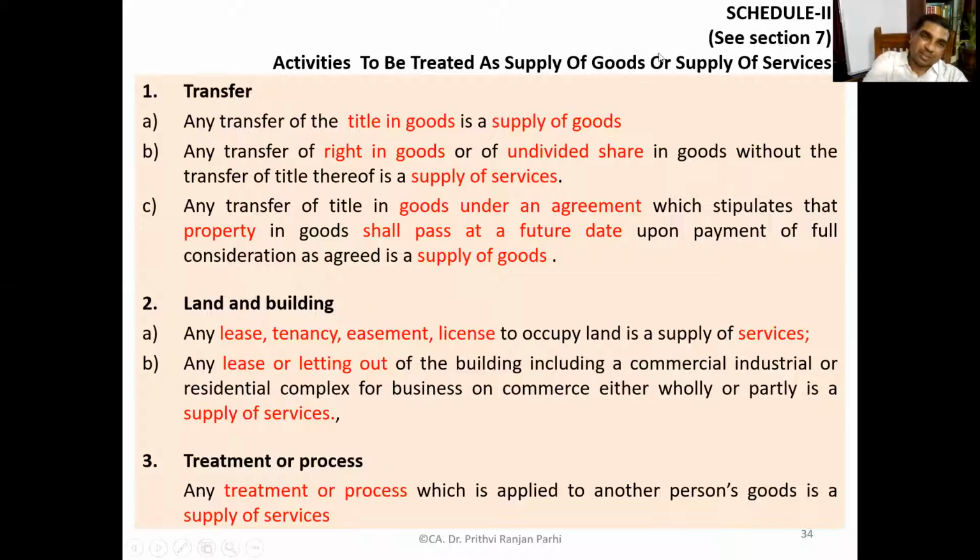So we have covered three things where title is transferred: maybe right now, maybe at a future date, maybe upon receipt of full consideration. That will be treated as supply of goods. But where title in goods is not transferred, and what is transferred is the right in goods, or an undivided share in goods, then this is a supply of services, not supply of goods.